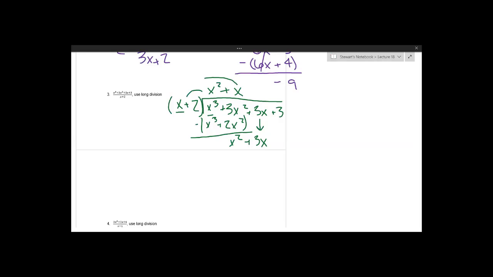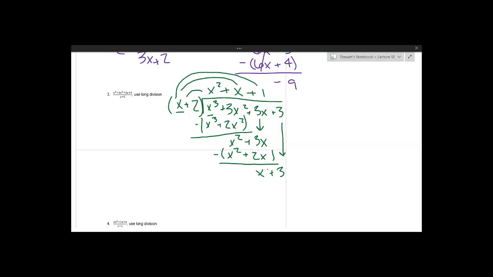So now we're also going to multiply this times this whole expression to give us x squared plus 2x. Once again, we need to subtract. X squared minus x squared is 0. 3x minus 2x is just x. And now we just have to bring down this plus 3. Now x goes into x just one time.